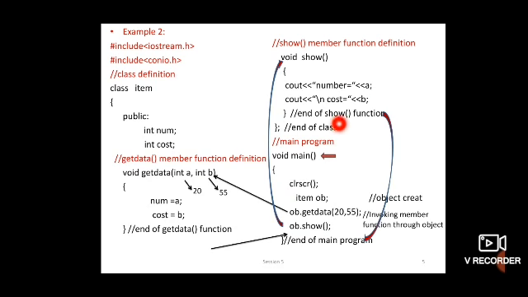Now end of show function and finally end of class. These two functions are declared inside the class definition. Okay, now after completing this member function, control goes back to the main program. See here, end of this main. Understood how to execute this program?